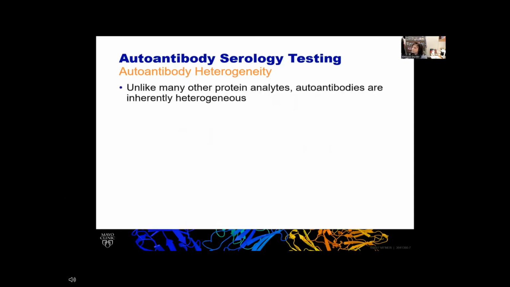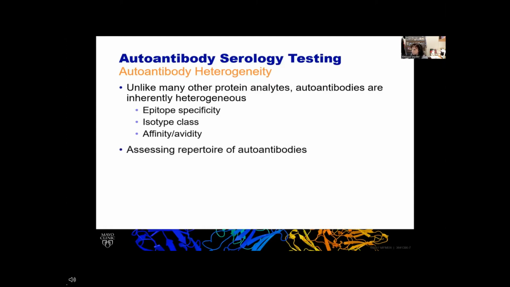The other thing I'd like to touch on before we start talking about verification requirements is the characteristics of autoantibodies. One particular characteristic I think we really need to appreciate is the fact that autoantibodies, unlike most other protein analytes, are heterogeneous in and of themselves. This is true in terms of their epitope specificity, their isotype class, as well as the differences in affinity or avidity the antibody might have for its particular target antigen.